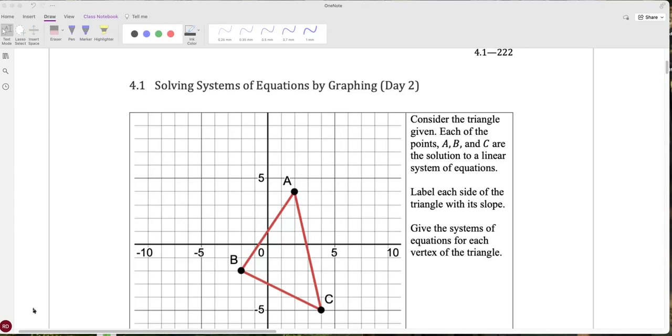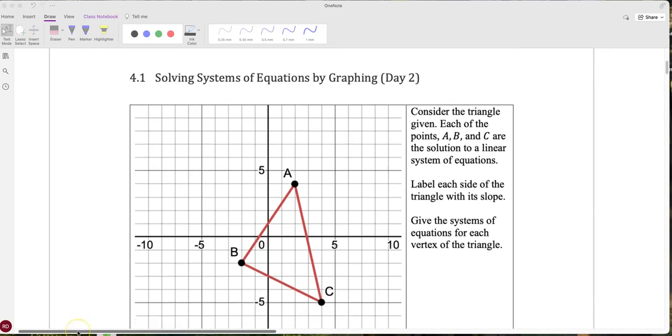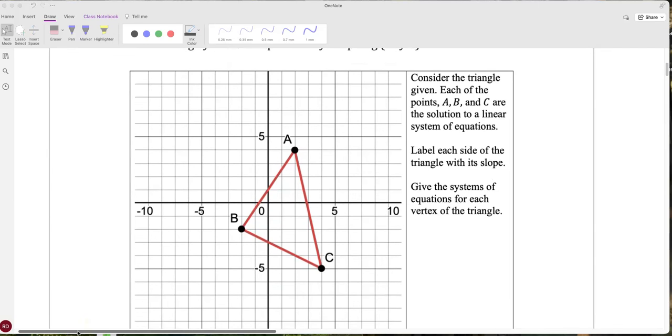Algebra 1, this is our second day of solving systems of equations by the graphical method. So let's look at this. I got a triangle here on the coordinate plane. Each of the points A, B, and C are the solution to a linear system of equations. Label each side of the triangle with its slope. Give the system of equations for each vertex of the triangle.